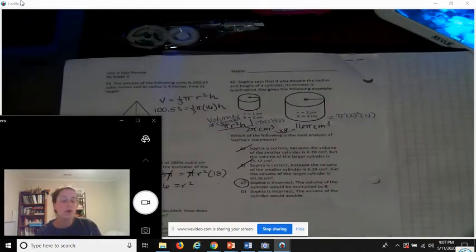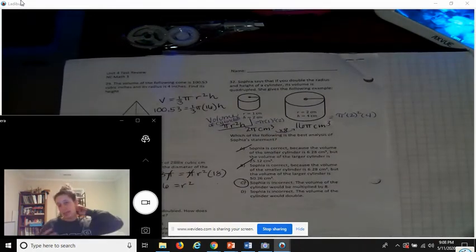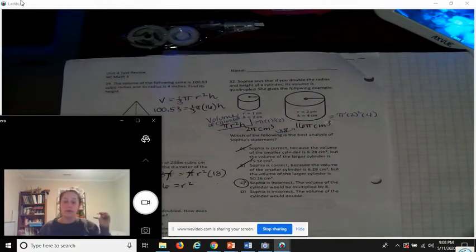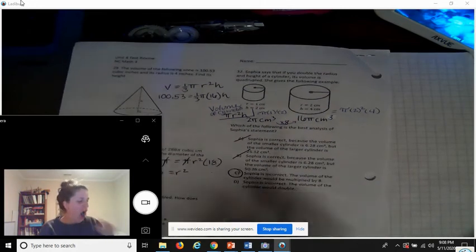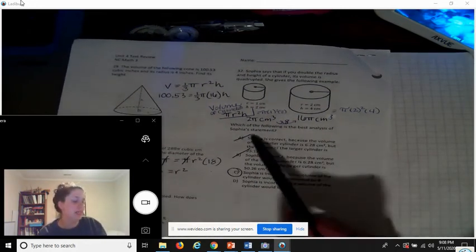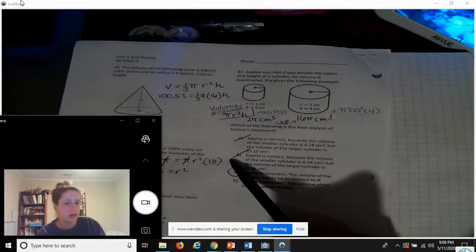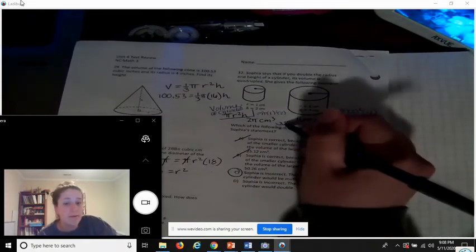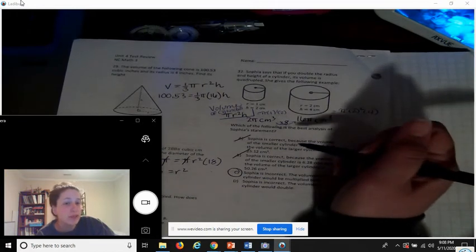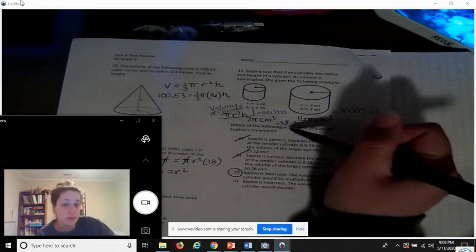Okay? So what happened is that because I doubled both dimensions, I increased my volume by an extra factor in there. So the two answer choices that say that Sophia is correct can automatically be canceled out, because we can see that this number right here is not 4. If it were quadrupled, it would be times 4, not times 8.